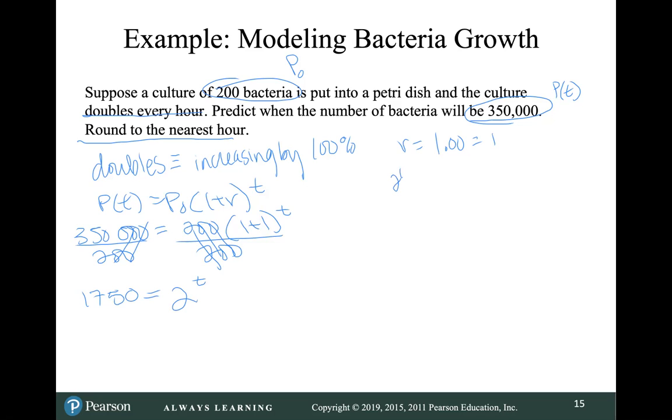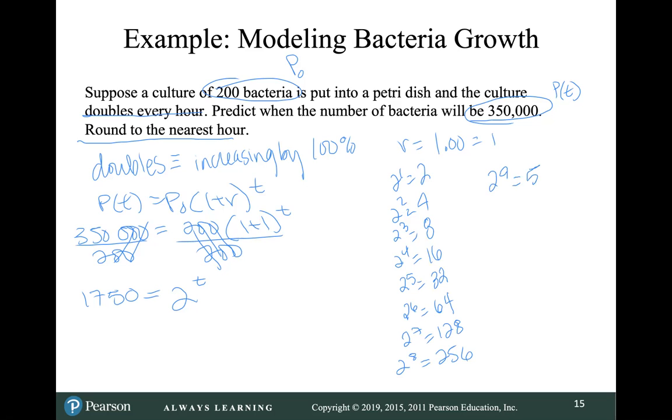So if 2 to the first is 2, 2 squared is 4, 2 cubed, 4 times 2 is 8, 2 to the fourth, 8 doubled is 16, 2 to the fifth, 16 doubled is 32, 2 to the sixth is 64, 2 to the seventh is 128, 2 to the eighth is 256, 2 to the ninth is 512. Yep, 2 to the 10th is 1024.